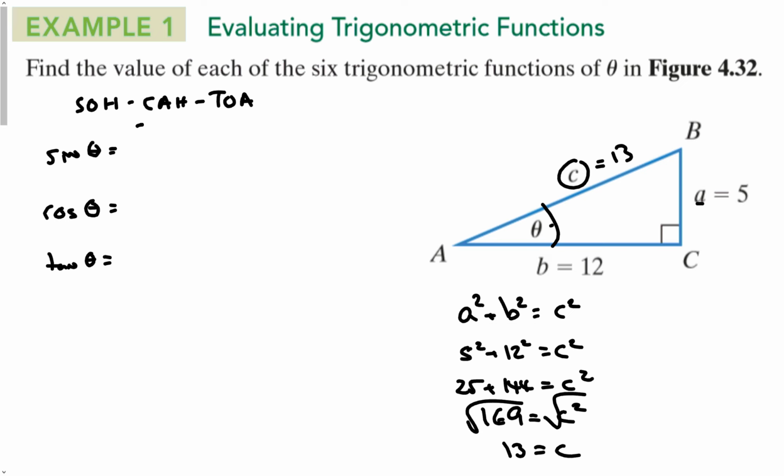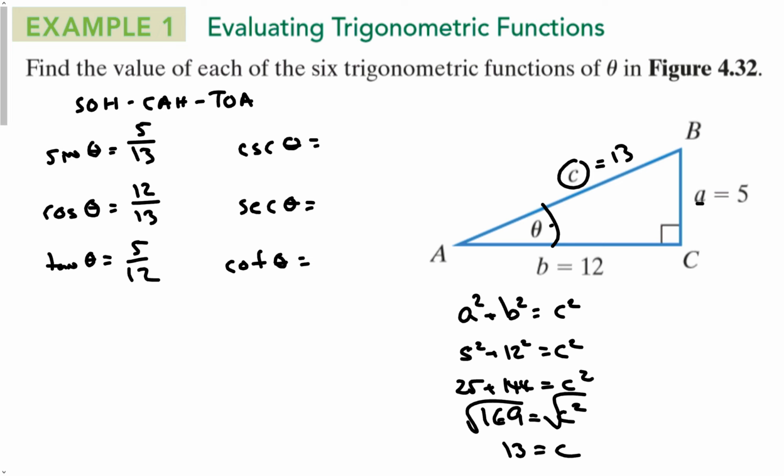So the sine is the opposite over the hypotenuse. The cosine is the adjacent over the hypotenuse. And the tangent is the opposite over the adjacent. And then my other three are just reciprocals of the first ones. So cosecant is 13 over 5. Secant is 13 over 12. And cotangent is 12 over 5.